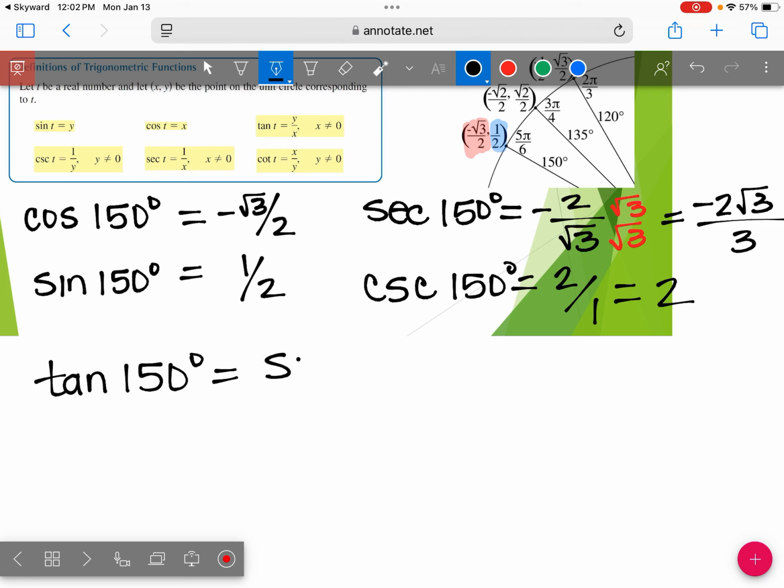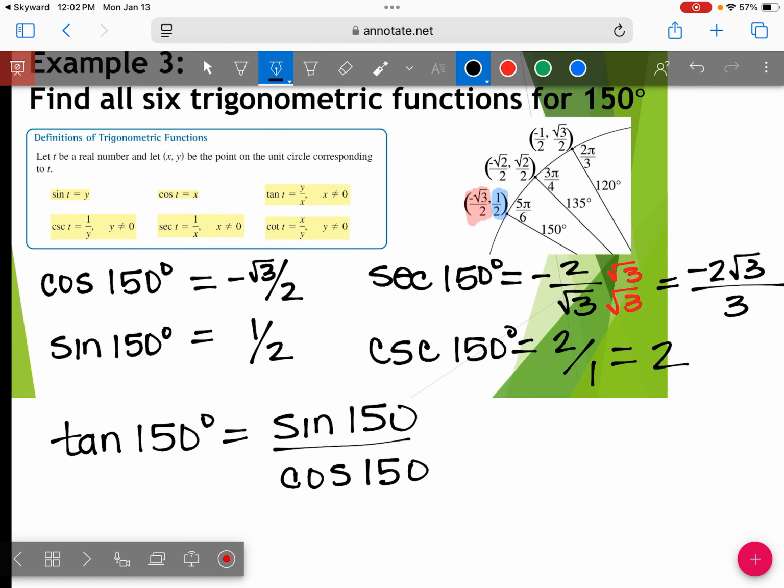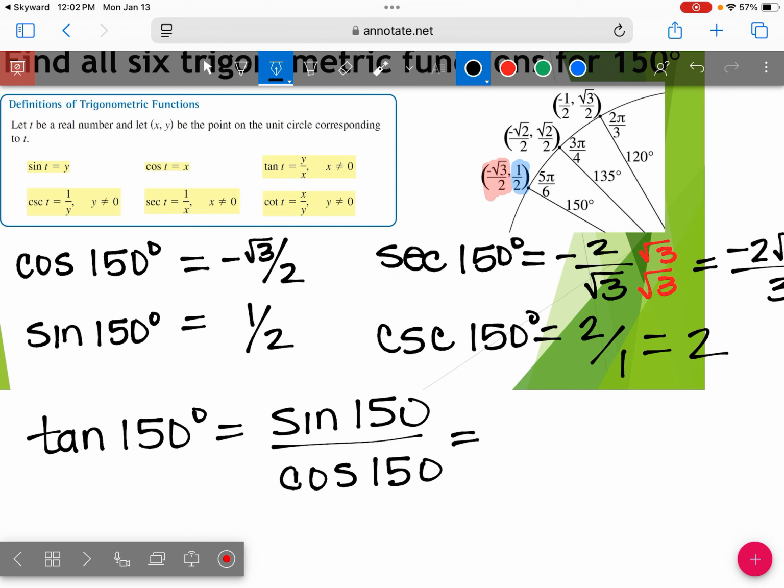Tangent is equal to sine divided by cosine. And the way I remember that is cotangent, cosine is first. That's how I remember it. So if it's a cotangent, then I know cosine is going to be in the top. So the sine of 150 degrees, we said, is 1/2. So I have 1/2 divided by negative root 3 over 2.